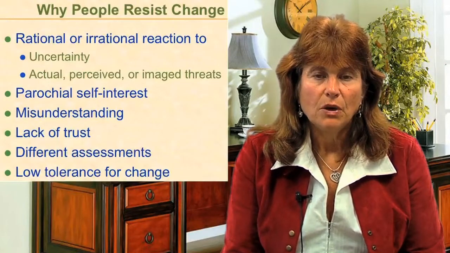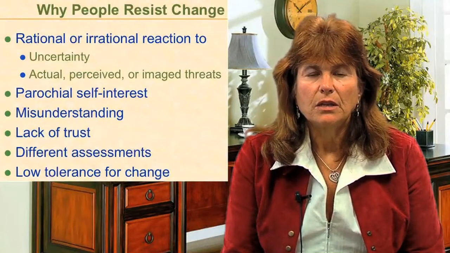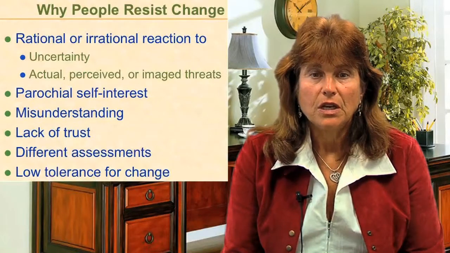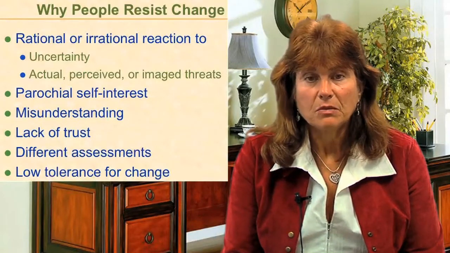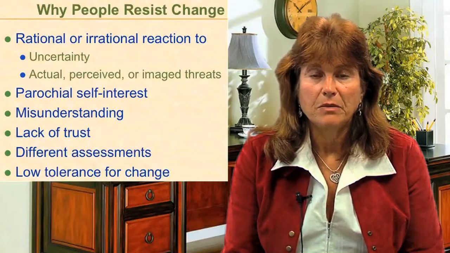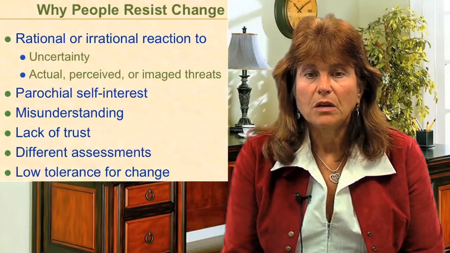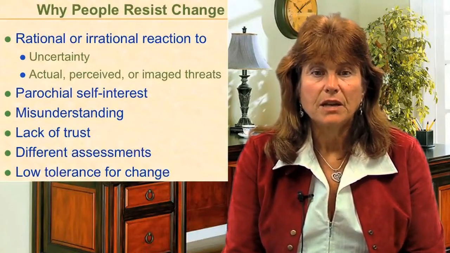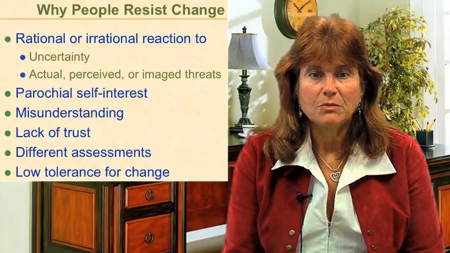One of the things that happen when we go about changing the learned behavior is people tend to resist change. Why do they do this? They have a rational or irrational reaction to the fact that change creates a lot of uncertainty. Some of it is actual, some of it is perceived, and some people may feel threatened in their jobs and in their relationships. Some people may have their own self-interest in mind, and it might be very scary for them. There might be a misunderstanding about the change. Some people in teams and groups might have a lack of trust in the organization if the climate hasn't been set up that way. There might be different perceptions and assessments about it, and some people just don't like change. They have a low tolerance for it.